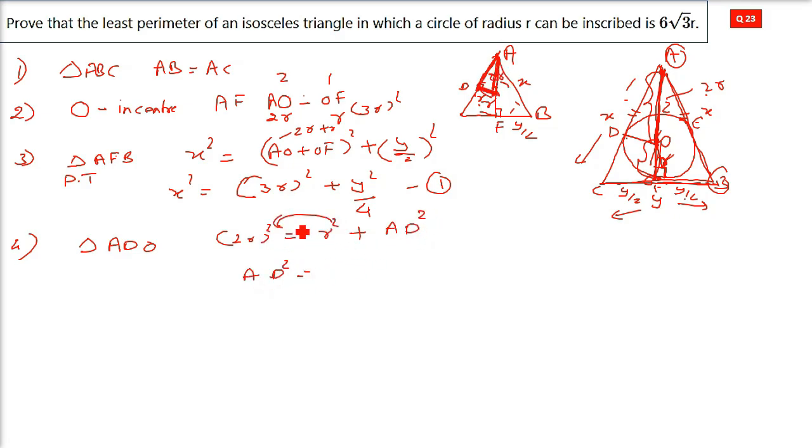I told you that it may be x by 2, but you have to tell me about that. So this AD square is 4R square minus R square, that is 3R square. So AD will be equal to under root 3R square, that is under root 3 into R. This is your AD.